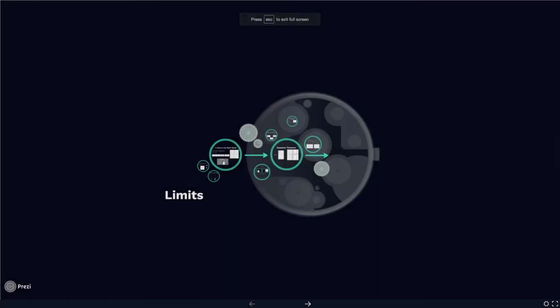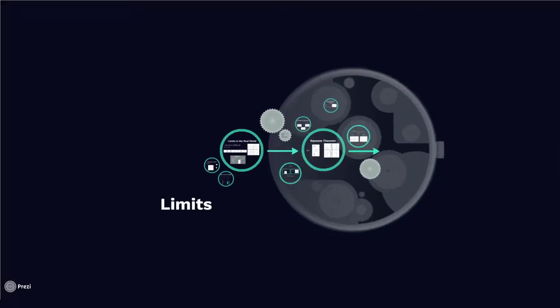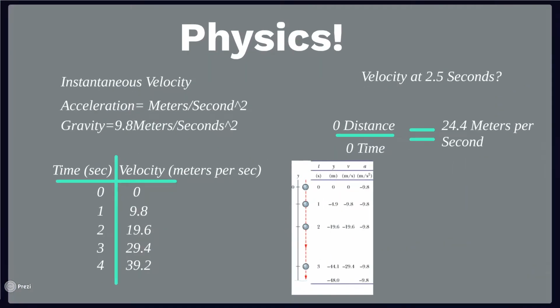Limits are a valuable addition to the mathematical spectrum of calculus because calculus is used to define numbers and concepts that can't be measured using real numbers. In physics, it is necessary to find the speed of an object at an exact moment in time. This is called the instantaneous velocity of the object.